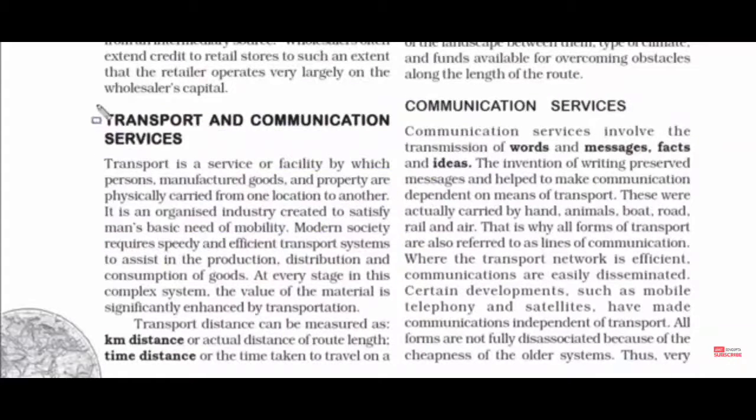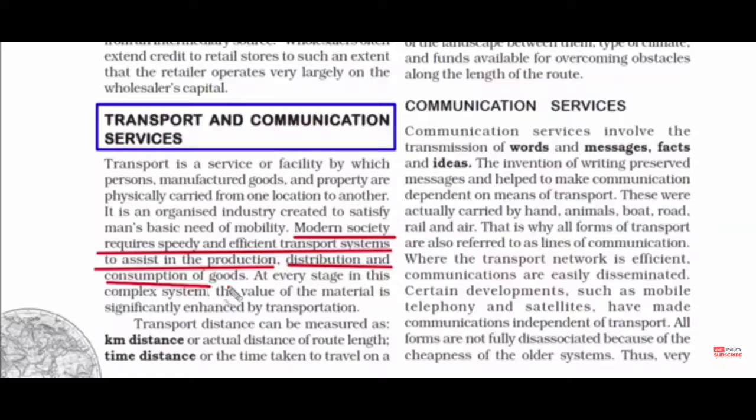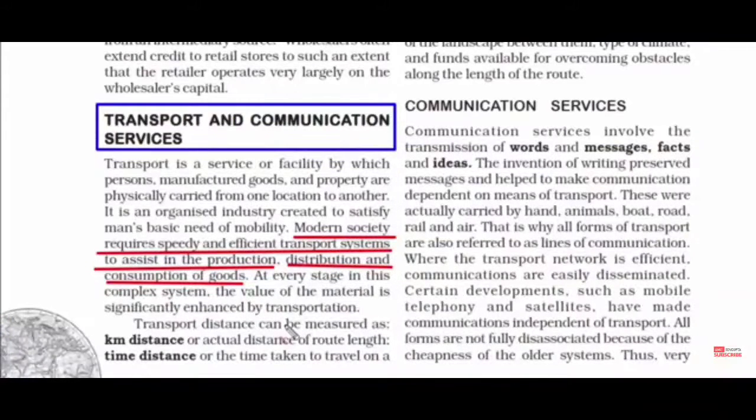We now move on to the next type of tertiary activity, that is transport and communication services. We all know the importance of transport in a business as well as in our personal lives. Modern society requires a speedy and efficient transport system to assist in the production, distribution and consumption of goods. This is so true. In order to feed the growing consumers' need, transport is very crucial. Just think about it. There are so many perishable goods that need to be delivered to a certain place on time. Otherwise, there's a huge loss associated with it.